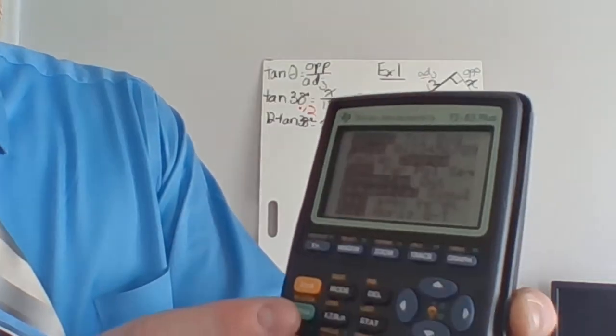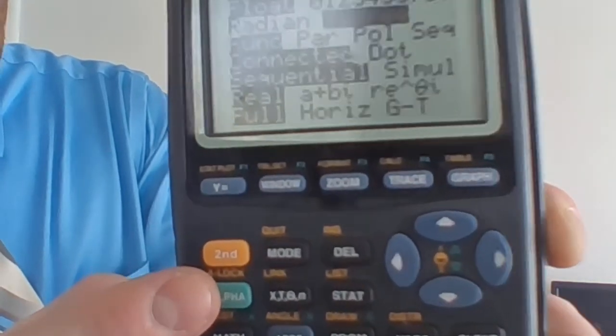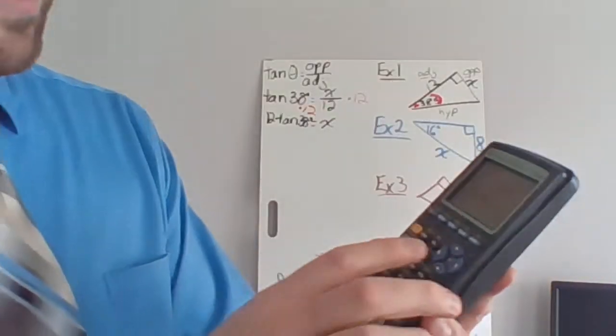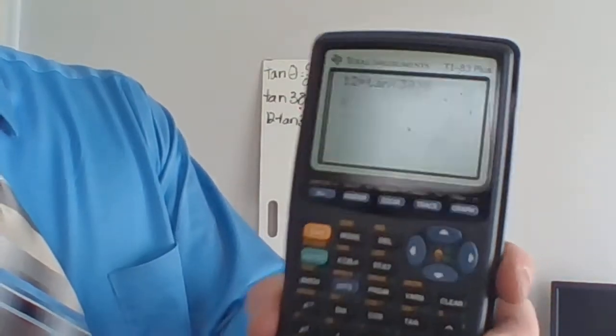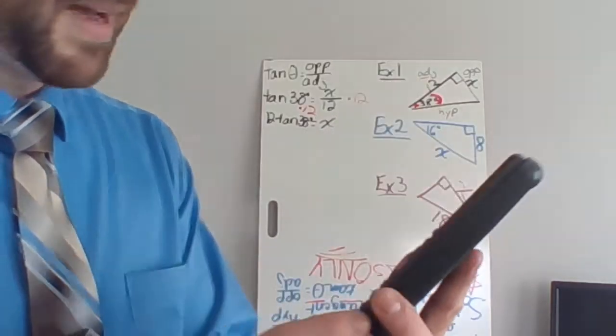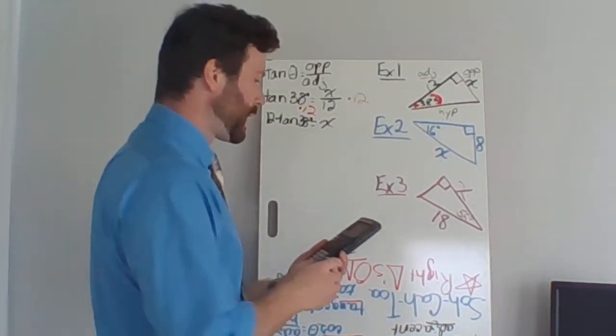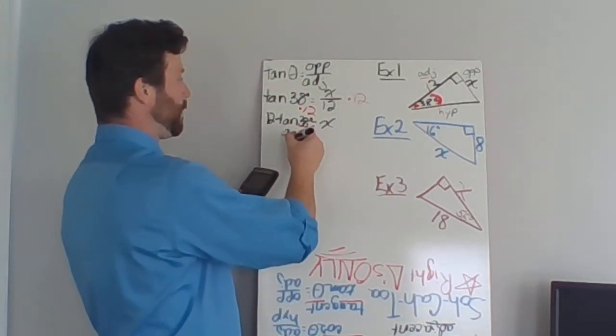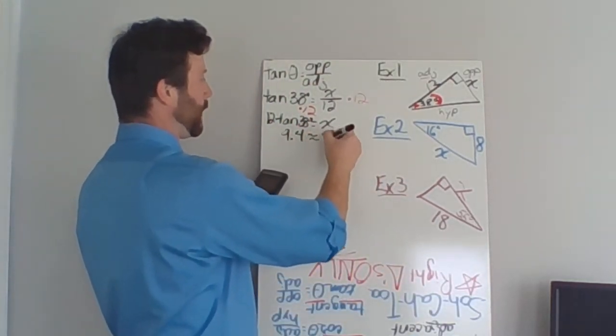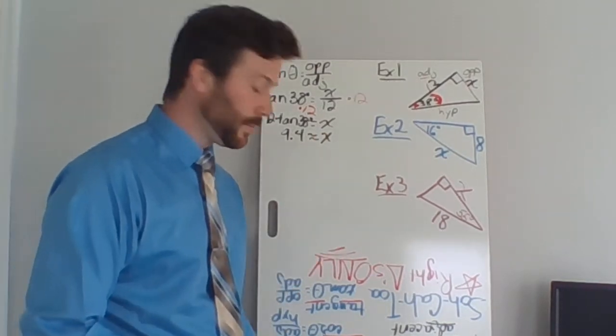Once it's in degree mode, see above that mode button, it says quit. We'll press second, quit, and it brings us back to this screen. Now we can press equals, and we get about 9.375. So x is about 9.4.